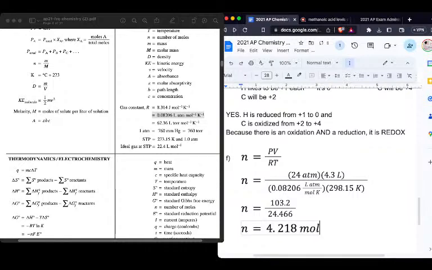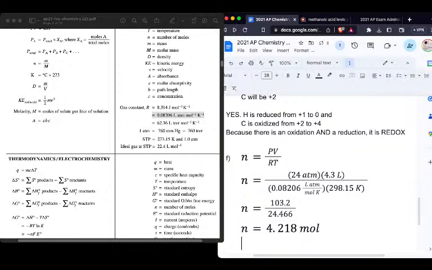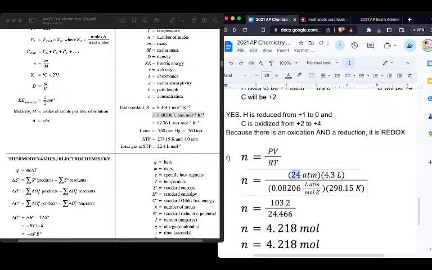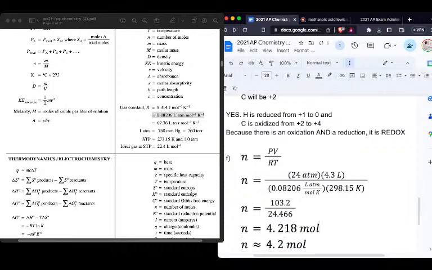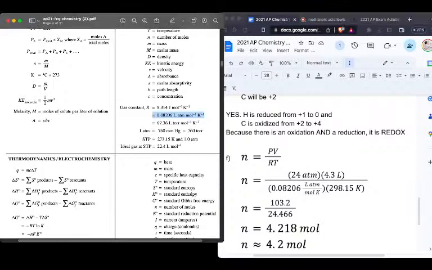The answer is 4.218 moles, and due to sig figs, I need to round that to about 2 sig figs. That's for the 24 ATMs. You know what? It was also for the number of liters here. So 1, 2. It's 4.2 moles. Good job. We did it. What a celebration. It's good to have you with us.